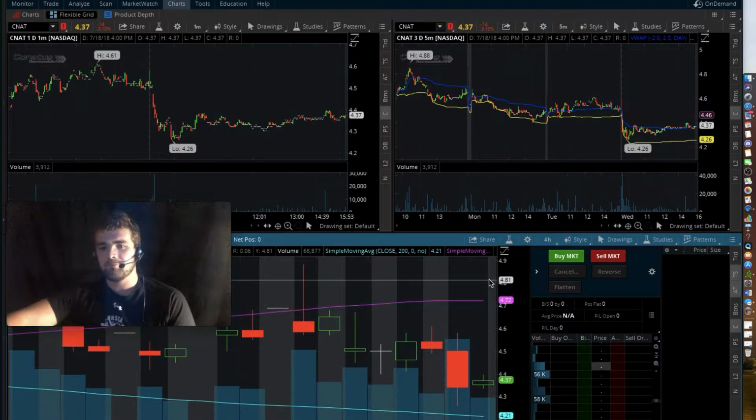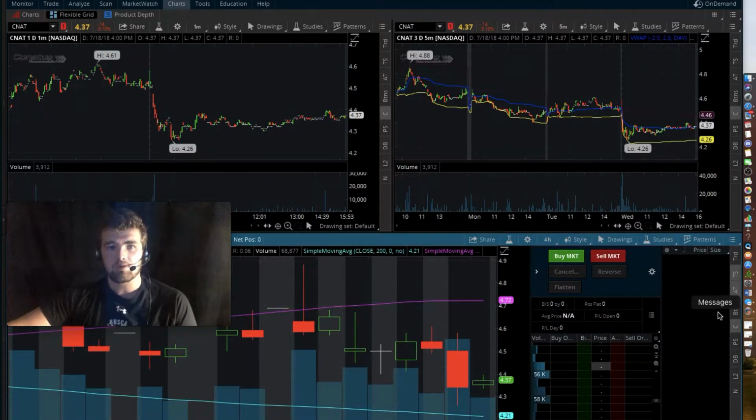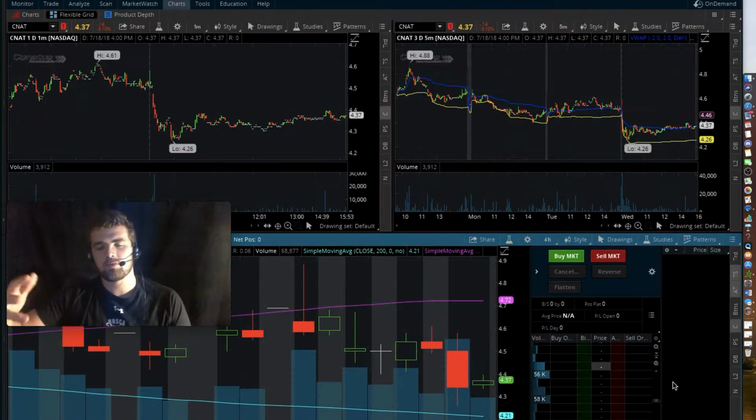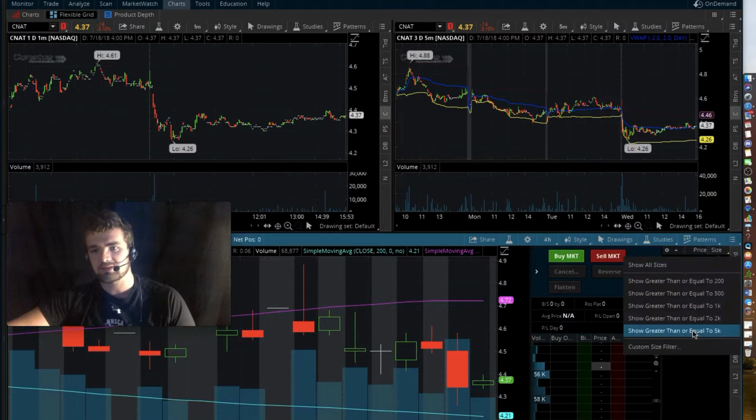And then right off to the side, you guys can see that it just looked blank, but this is actually the time and sales. So during market hours, I can see what's going on with the stock and what people are buying it at and how many shares. See, you got the price, you got the time, and you got the size.